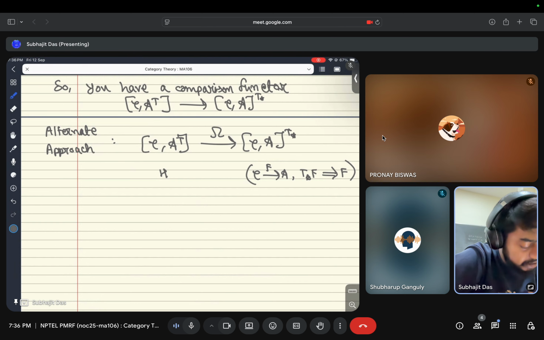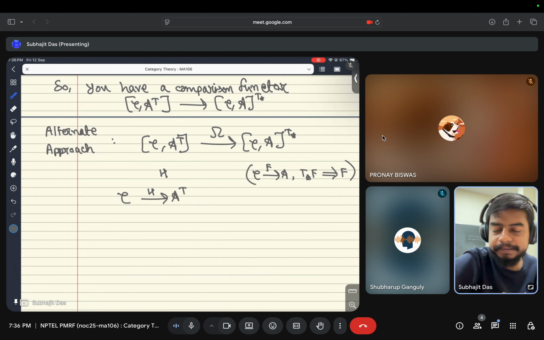So let's write it properly. H is a functor from C to A power T. We want a functor from C to A. What functor can we have? Can we get a functor from C to A?